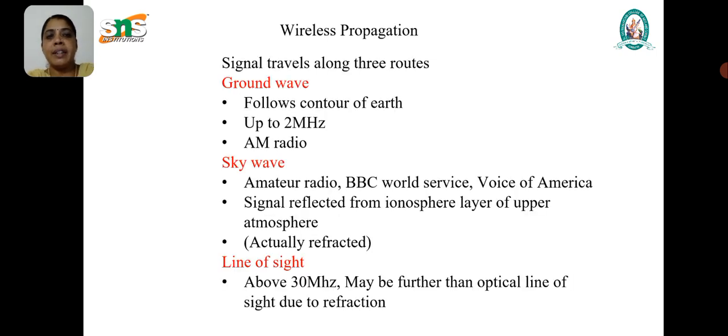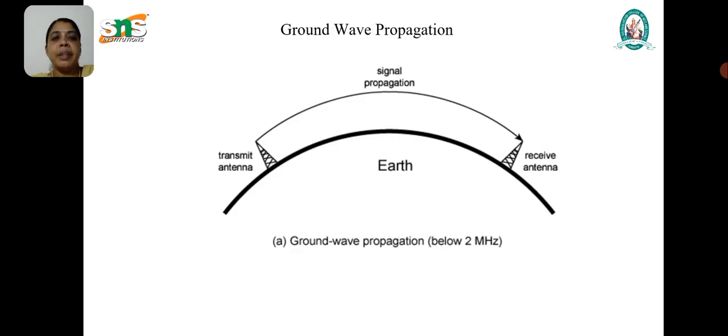Wireless propagation: today I have covered ground wave, sky wave, and line of sight. Ground wave propagation goes from ground to ground. Sky wave means data can be sent to a satellite. Line of sight means data can be sent through a direct line. Let's see the example. Ground wave: the transmit antenna and receiver antenna, and the signal can be propagated.